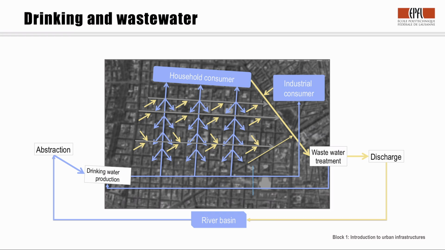Now, once the water has been used, it turns into wastewater. It is collected again. In most of the cities, it is collected, and then it is treated by wastewater treatment plants, and finally it is discharged, after which it goes back into the river basin, and the whole, what we call water cycle, starts again.